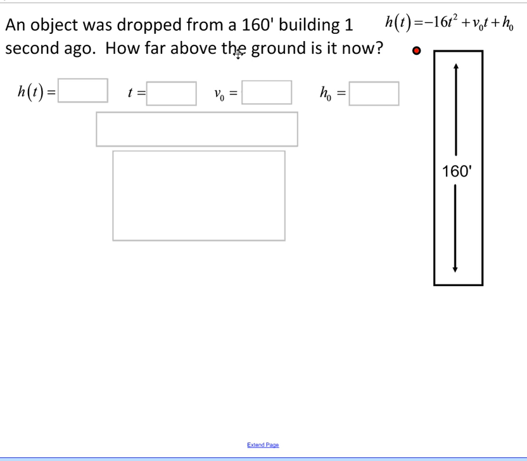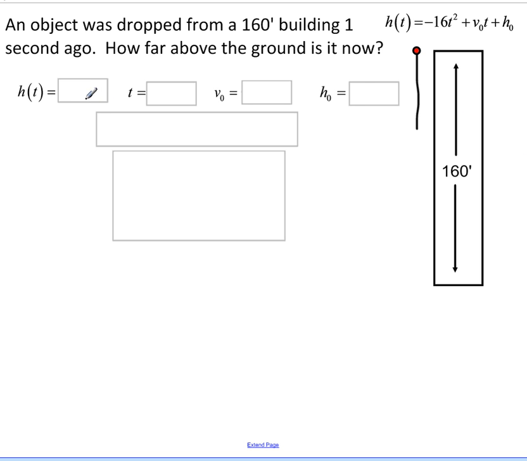An object was dropped from a 160-foot building 1 second ago. How far above the ground is it now? So let's pretend that this red ball is on top of this 160-foot building, and you drop it. It's falling, it's falling, it's falling, and it falls for 1 second. We want to know how far it traveled in that 1 second.